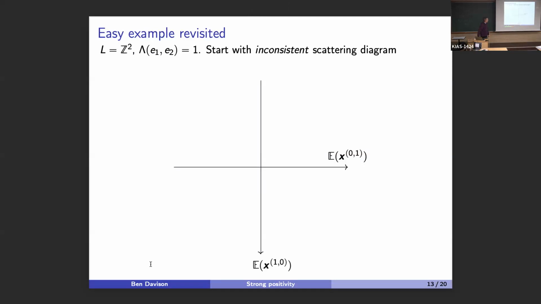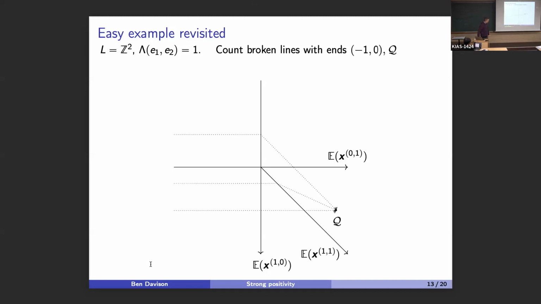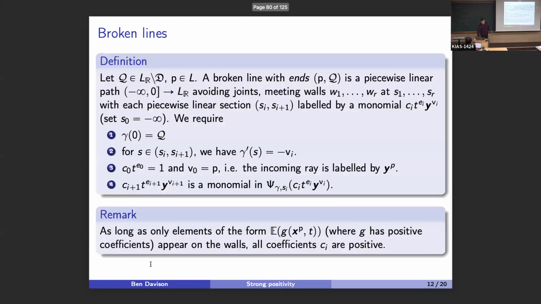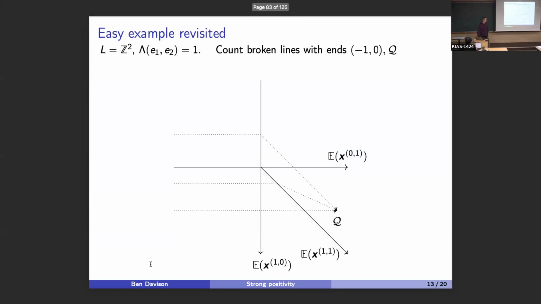So here's the easy example. It was easy because I could make it consistent by adding a single extra outgoing wall. And here are the 3 broken lines with ends -1, 0. So -1, 0 is keeping track of the asymptotic direction that the thing comes in from, and Q is keeping track of where the thing ends. And it turns out there are exactly 3 broken lines. So whenever I pass through a wall, there's always the option of just ignoring it. There's always the option of saying that meeting just isn't one of my SIs. I'm just going to ignore it. So that's what happens here.